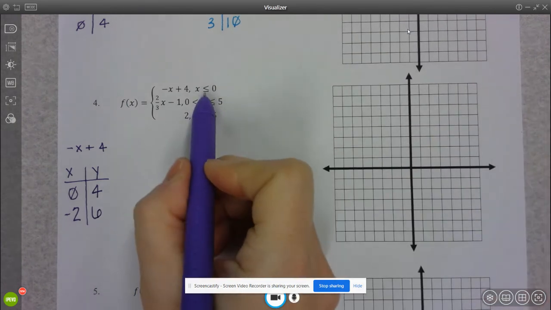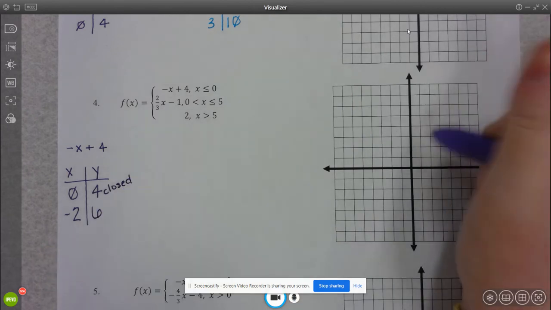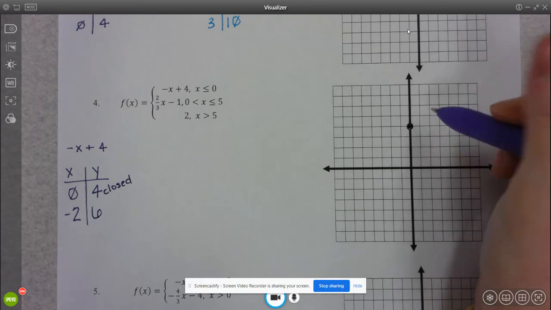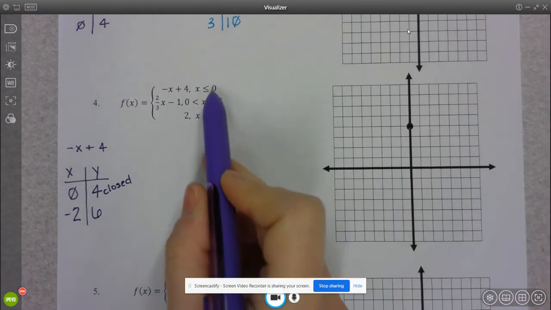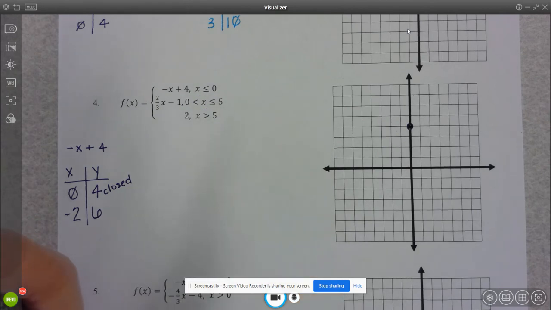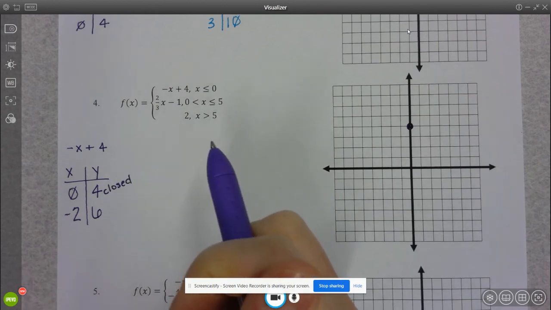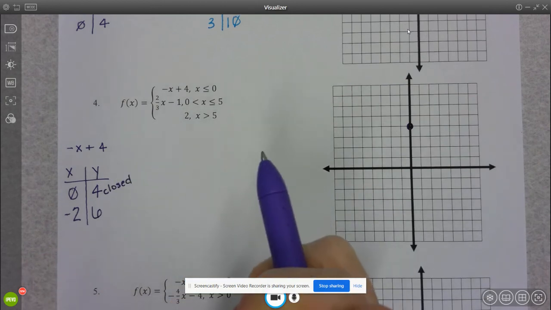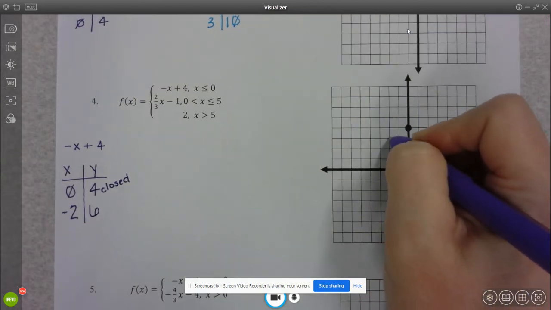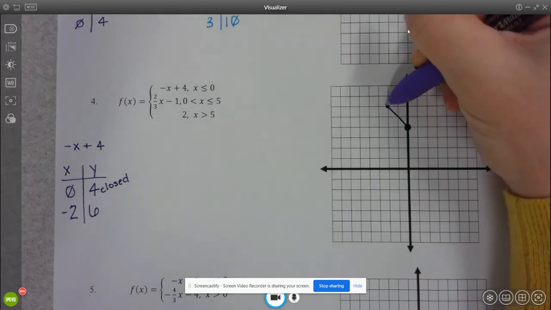Oh wait, this is closed. I have to remember to do that. 1, 2, 3, 4. And I usually make my domain values here big, just for my brain, so I can see it better. The rest of the points don't really matter as much size-wise. You can just make them a regular sized point. And then negative 2, 1, 2, 3, 4, 5, 6. And then I'm going to connect these.